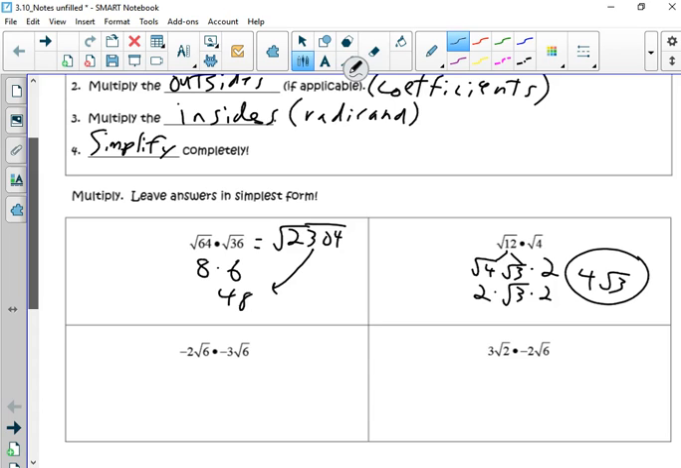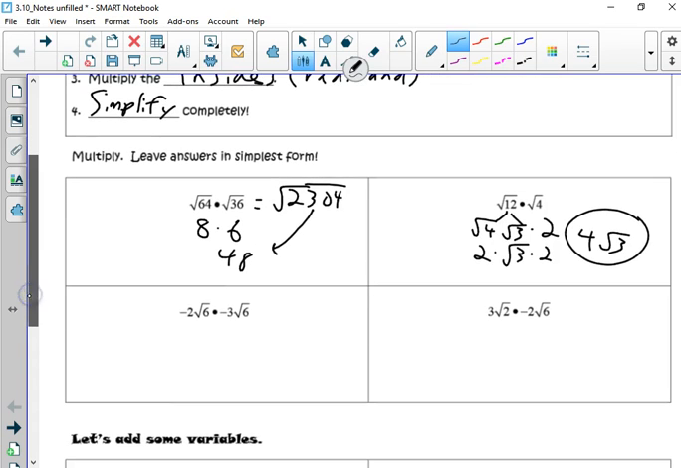Now, we cannot simplify 6. Radical 6 does not break down. There is no perfect square number that goes into 6. The only perfect square number less than 6 is 4. 4 does not go into 6 evenly. So we can't break it down. So we're just going to multiply. Like I said in the notes above, we're going to do the outside times the outside, coefficient times the coefficient, and the inside times the inside. Radicand times radicand.